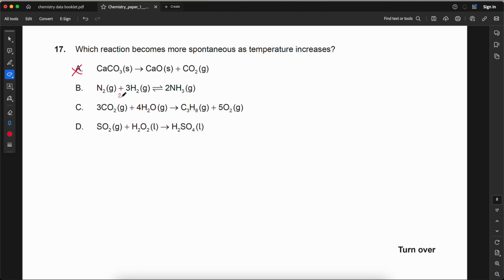B, 4 moles of gas go to 2, a decrease, so it's not going to be more spontaneous. And this one, it's 7 and here it's 6, a decrease, also not more spontaneous. And this one is 2 and 1, counting liquid also. Or if you check the gas molecules, there is only 1 and there is no gas molecule, so it decreases as well. So that's why the answer is A.